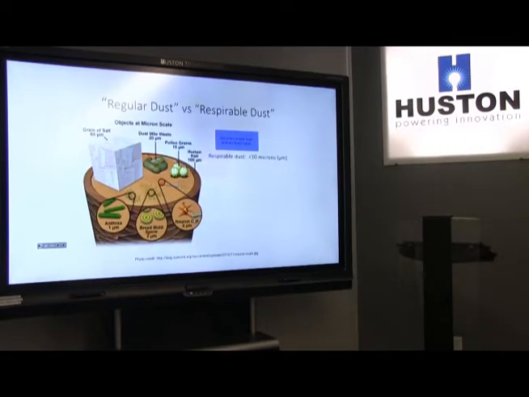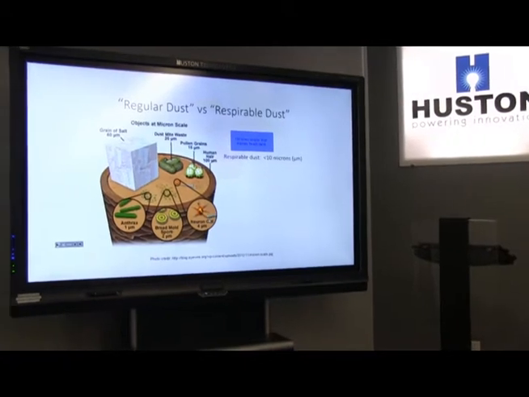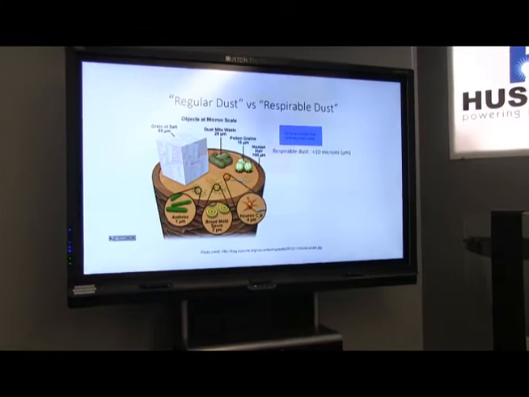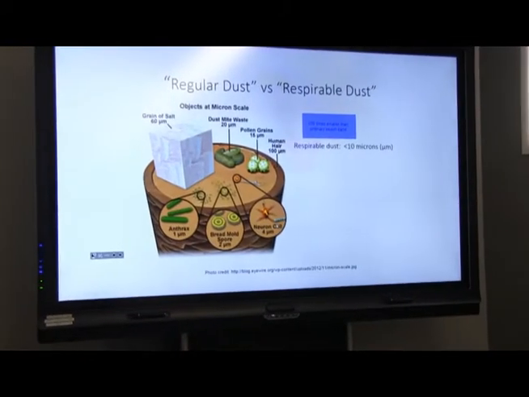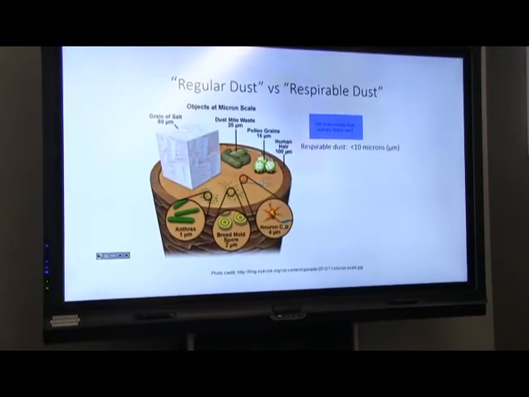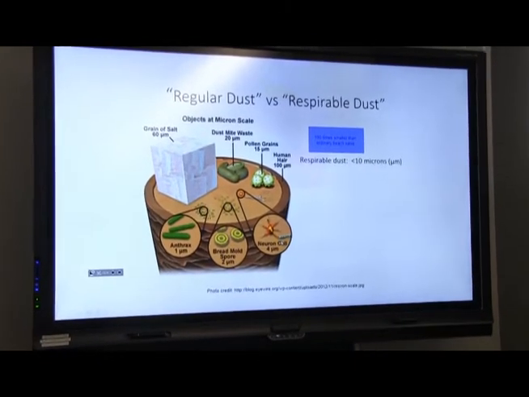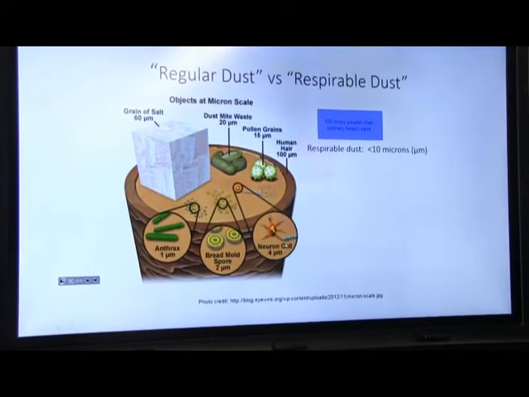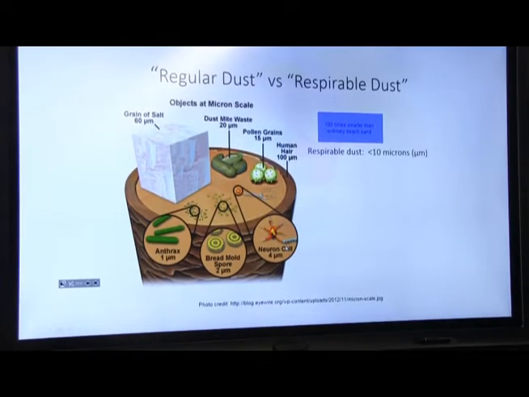What we're after is determining the difference between regular dust and respirable dust. Respirable dust is the smaller microns, so microns less than 10 would be considered respirable dust, something that you can actually breathe in. So a grain of salt is 60 microns, whereas a bread mold spore would be 2 microns. So you'd actually be able to breathe in the bread spore, but you can't breathe in salt.